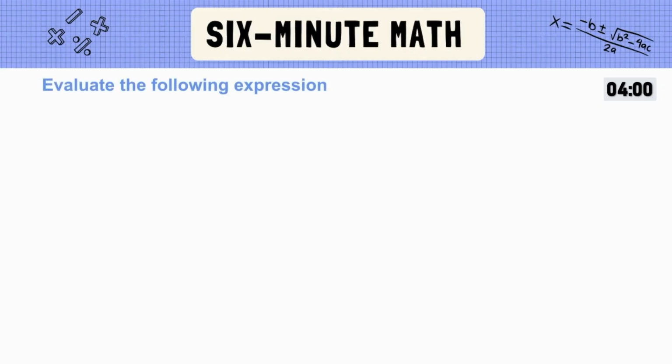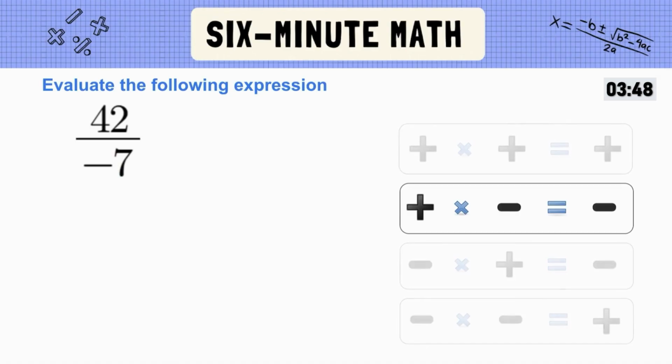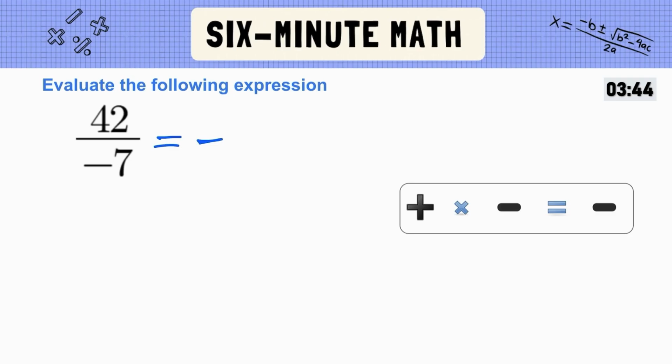What if I evaluate 42 divided by -7? Our rules follow for multiplying or dividing. I have a positive times a negative, which means it will result in a negative. And then 42 divided by 7 is 6. So -6 is the answer.